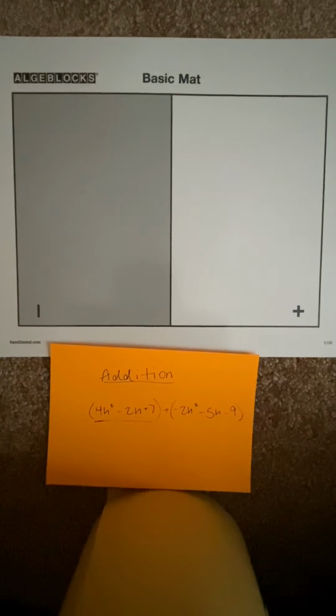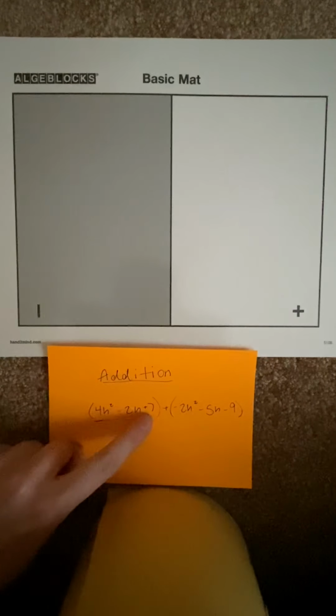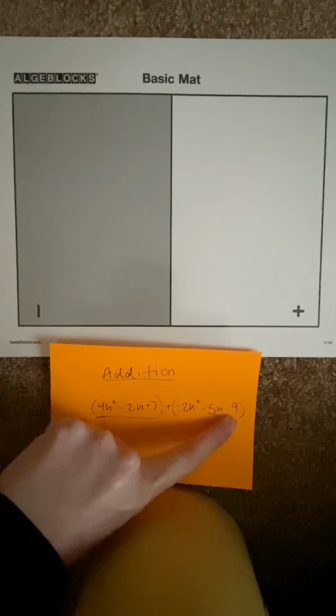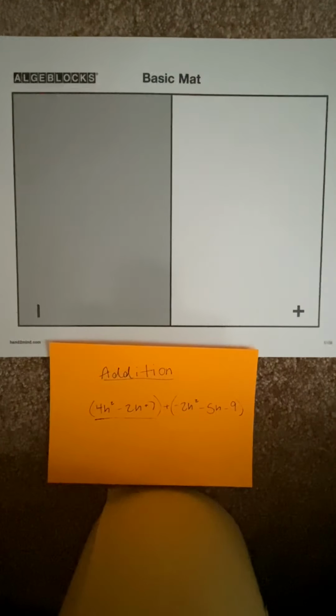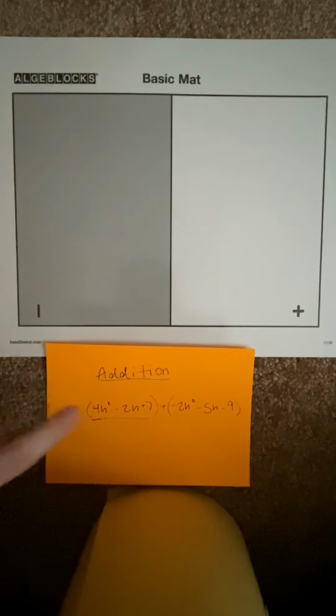In this video, I'm going to be showing you how to tackle an addition problem using algeblocks. The addition problem we're looking at today is 4h squared minus 2h plus 7 plus negative 2h squared minus 5h minus 9. To begin our problem, we are going to start with the first parentheses right here.